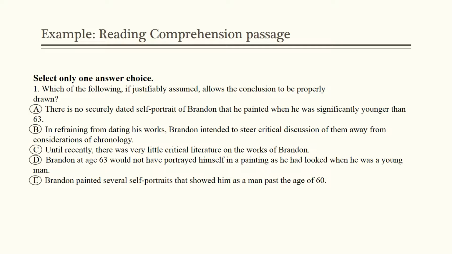Okay, keeping these tips in mind, let's try to answer this question now. Which of the following, if justifiably assumed, allows the conclusion to be properly drawn? Choice A. There is no securely dated self-portrait of Brandon that he painted when he was significantly younger than 63. B. In refraining from dating his works, Brandon intended to steer critical discussion of them away from considerations of chronology.